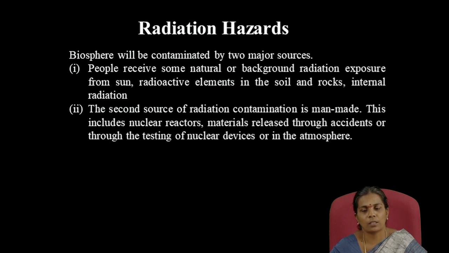Radiation hazards. The biosphere will be contaminated by two major sources. People receive some natural or background radiation exposure from the sun, radioactive elements in the soil, rocks, and internal radiation. The second source of radiation contamination is man-made. This includes nuclear reactors, materials released through accidents, or through the testing of nuclear devices in the atmosphere.